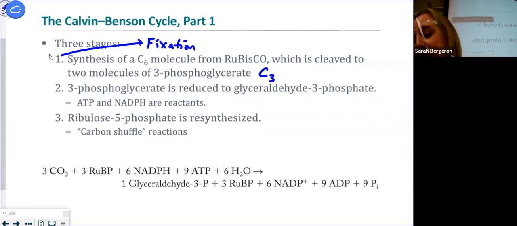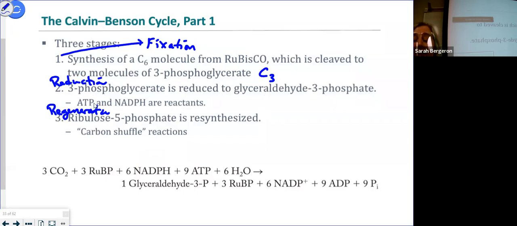What was next on the wheel? Reduction. And what was the last one? Regeneration. Okay. So in reduction, we have our 3-phosphoglycerate, and it's reduced to glyceraldehyde 3-phosphate.